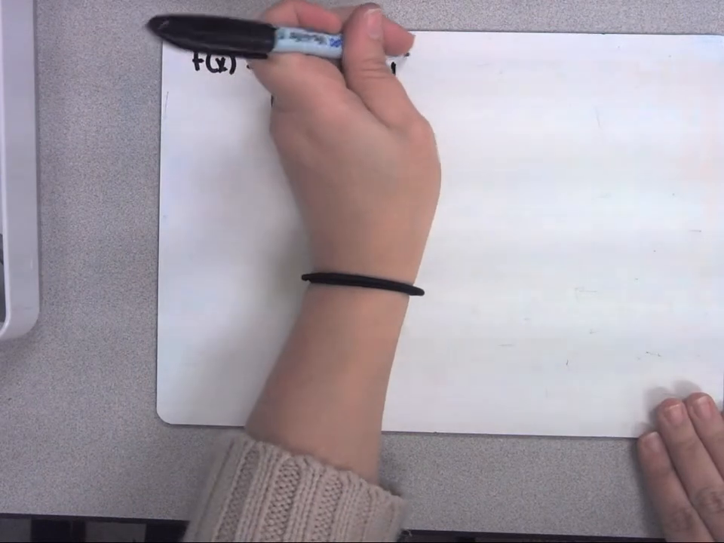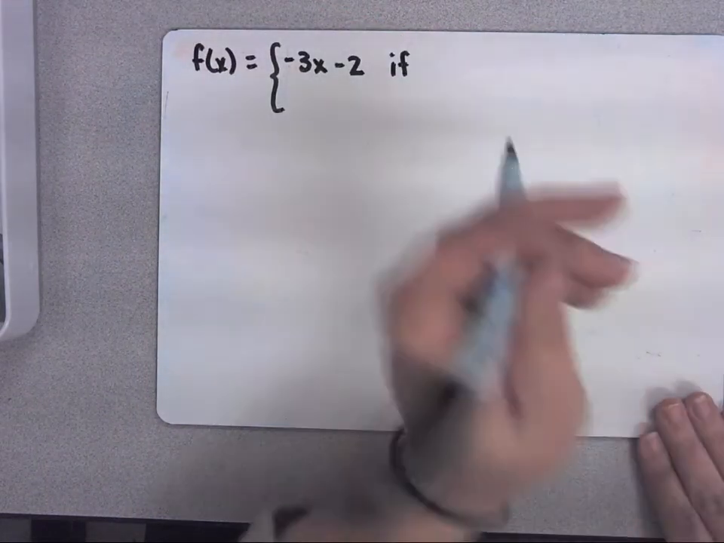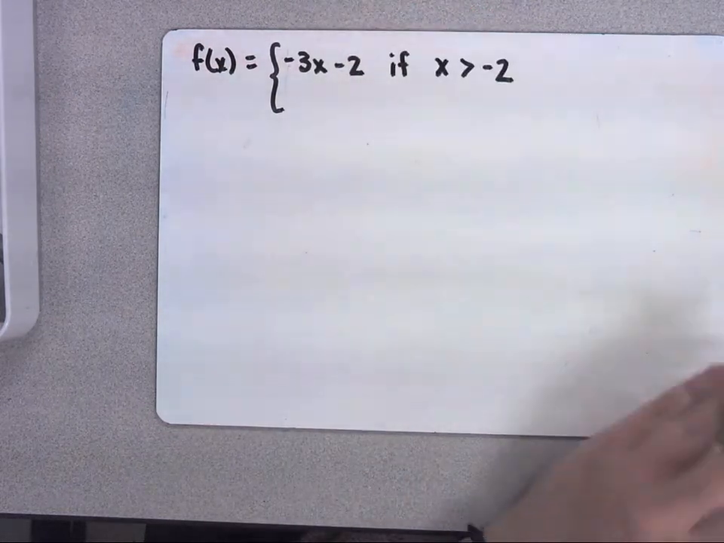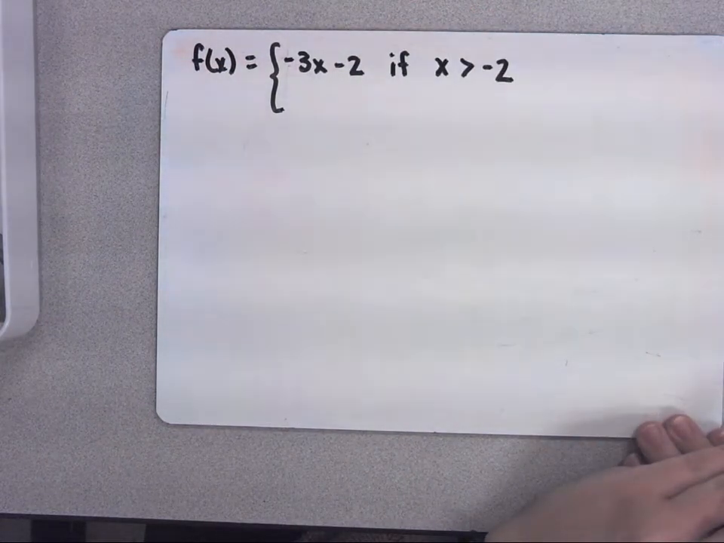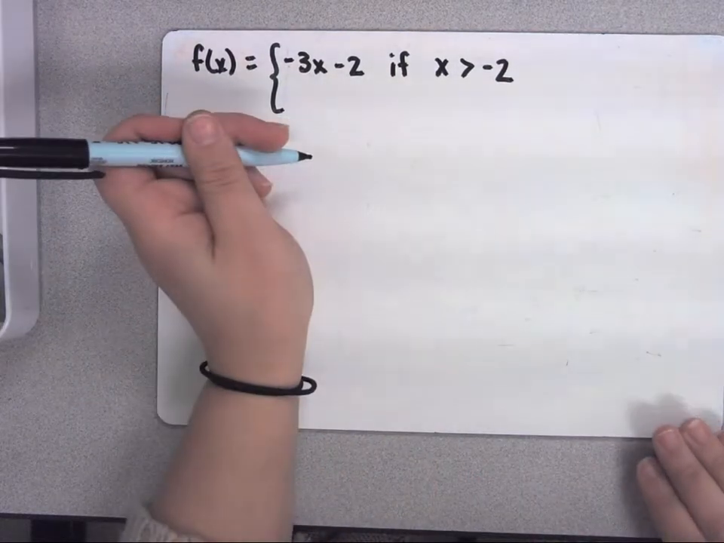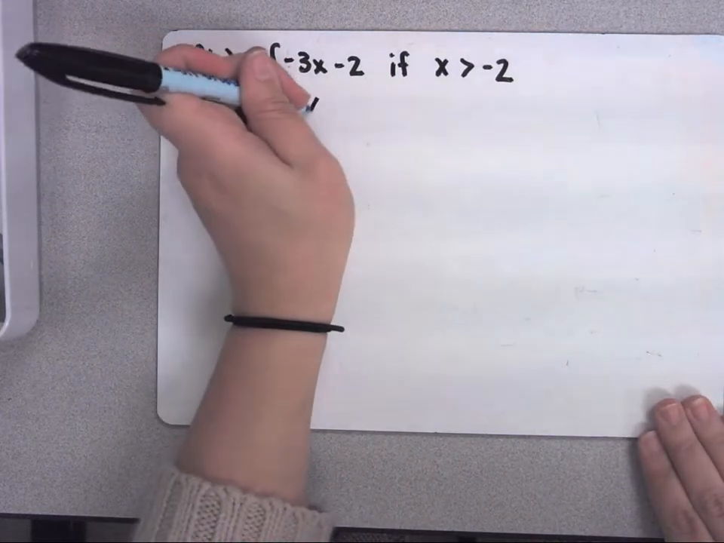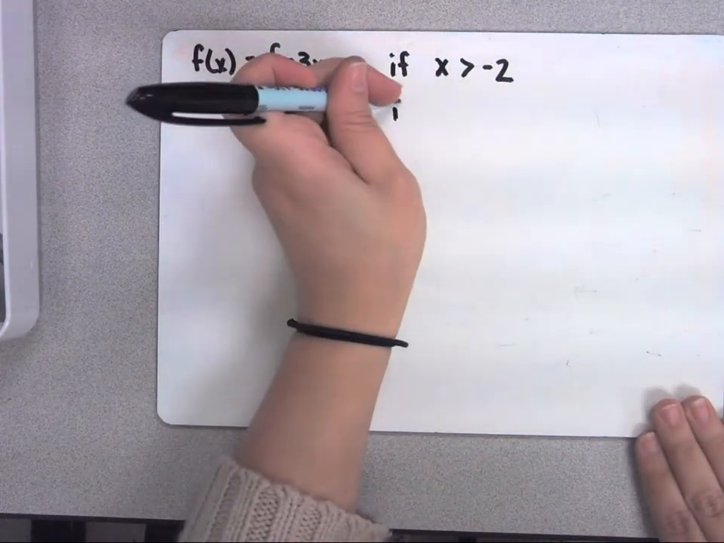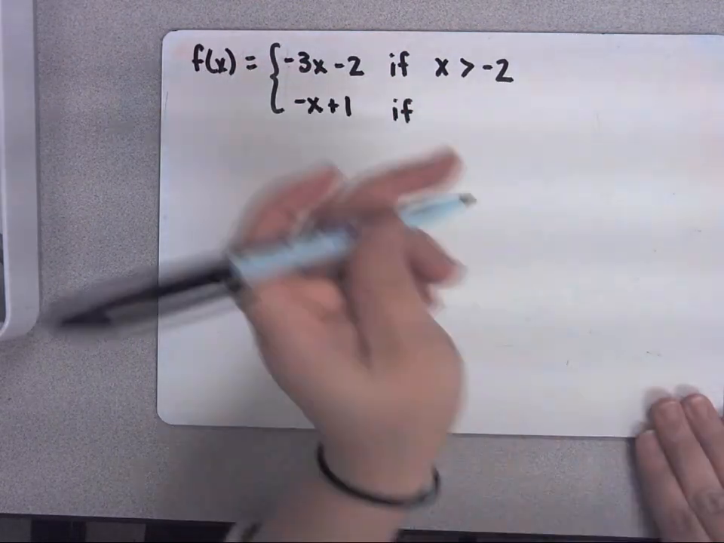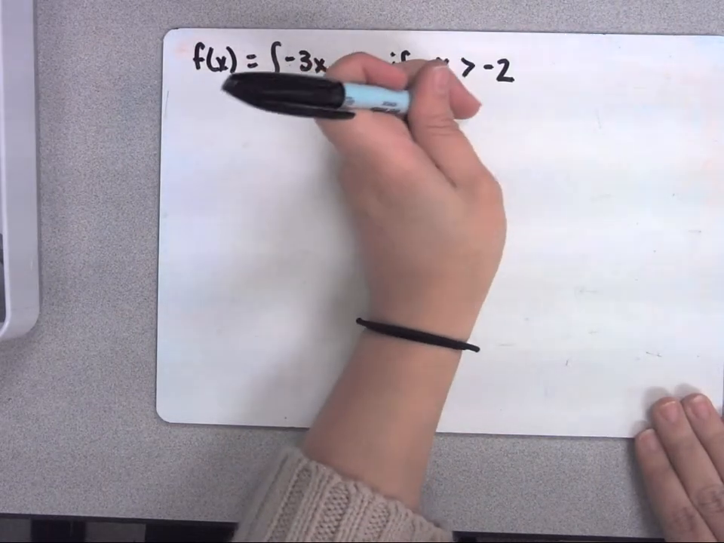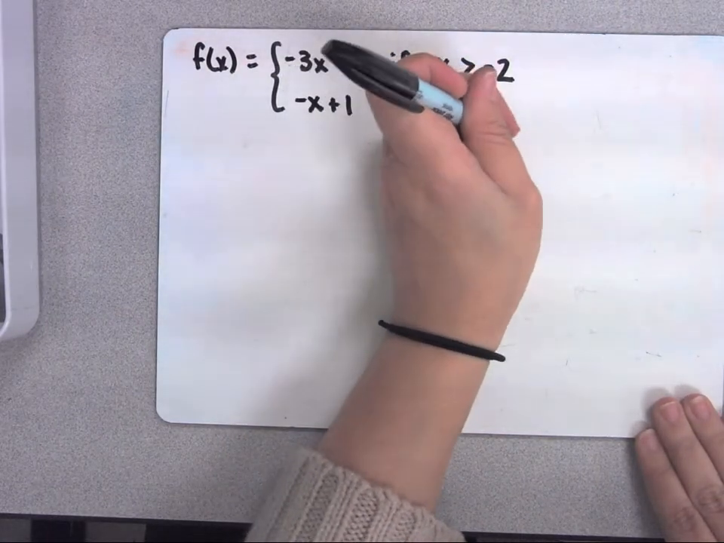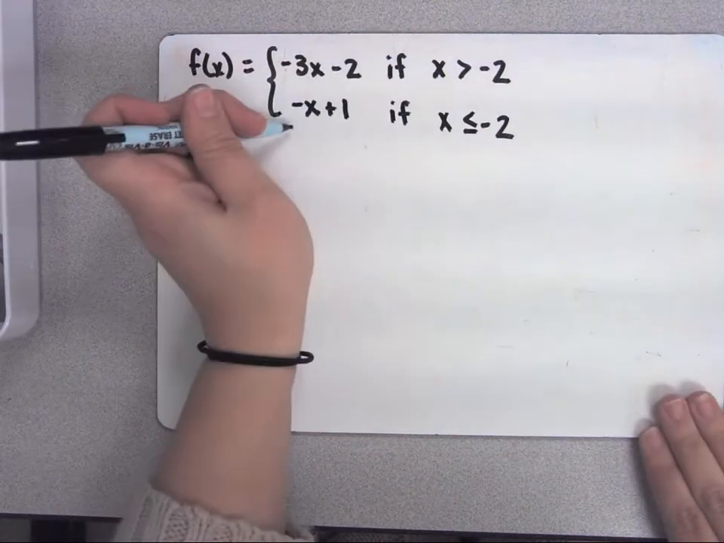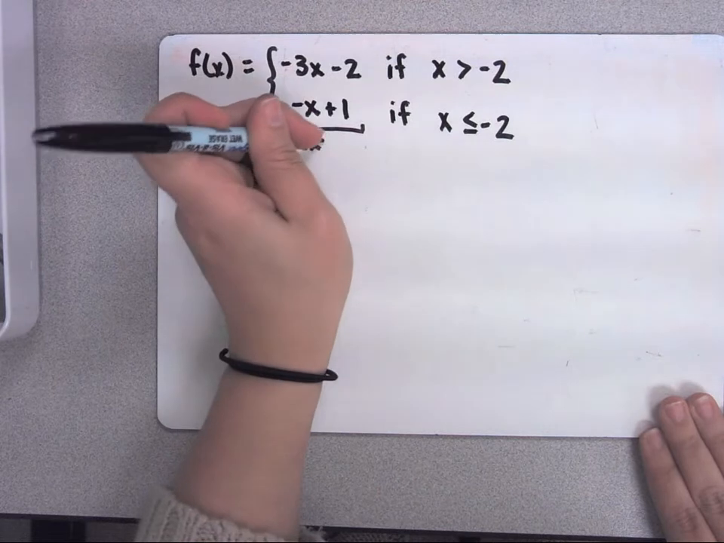Leave a little space. Then write the word if. Then I'm going to write x is greater than -2. Next line right underneath, we're going to write -x plus 1. That's my expression. If, these are my limitations, x is less than or equal to -2. So these are your expressions that you're going to plug stuff into.